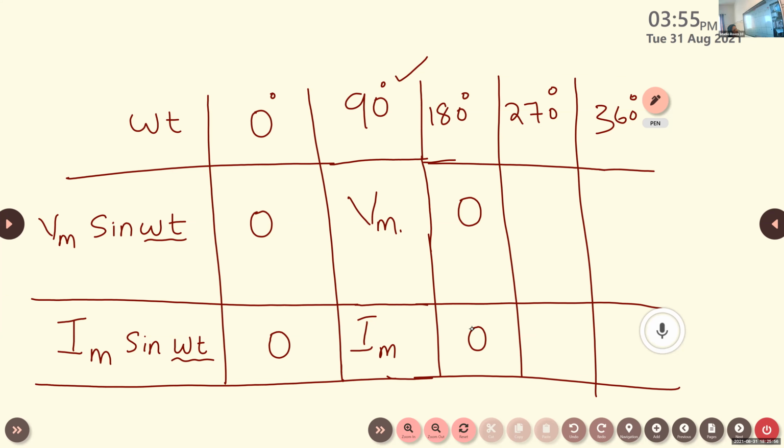Now the next case, that is 270 degree. The phase angle omega t is equal to 270. What is sine 270? Sine 270 is -1. Then what about the value of EMF or alternating source of voltage here? -Vm. -1, so it is equal to -Vm.